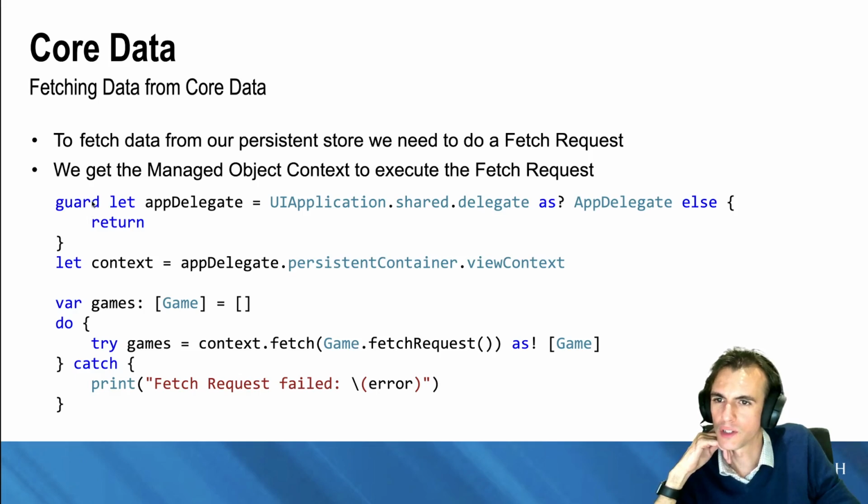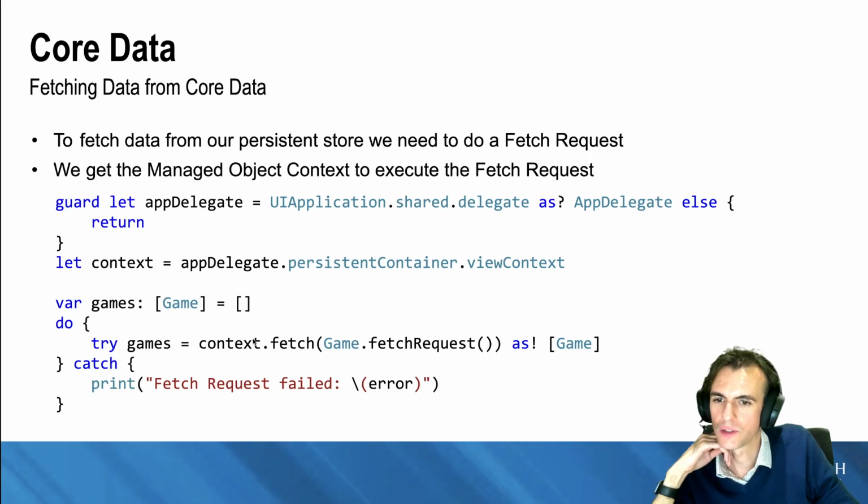And the guard statement just allows us to know anytime after here the app delegate is non-nil and we can use it. So then we access the app delegate's persistent container. That was that property we just talked about, sorry. And then it has a property itself called viewContext, and this is our managed object context. Once we have this, here is where we're going to put the results. This is an array of games. Initially it's an empty array.